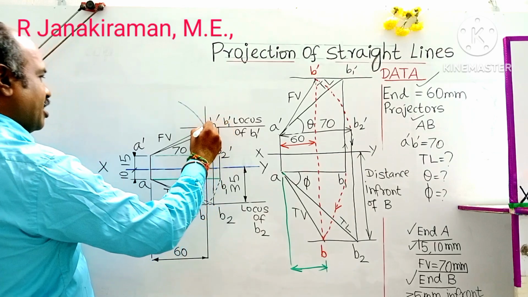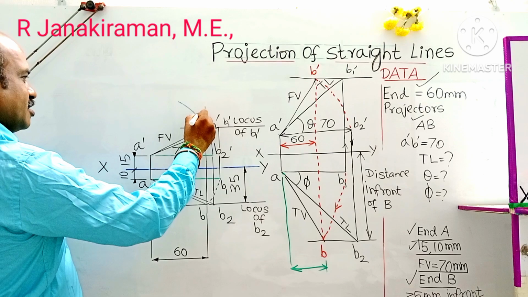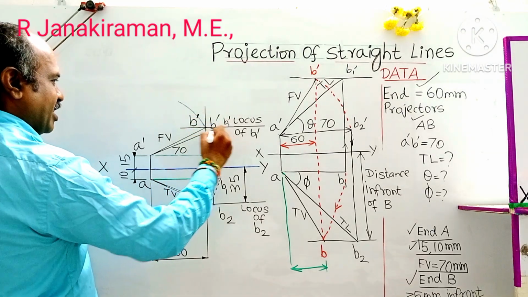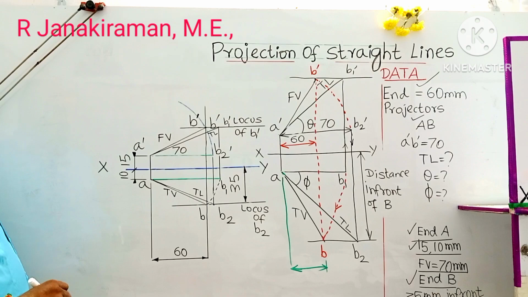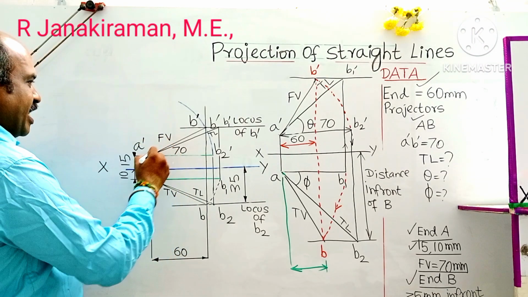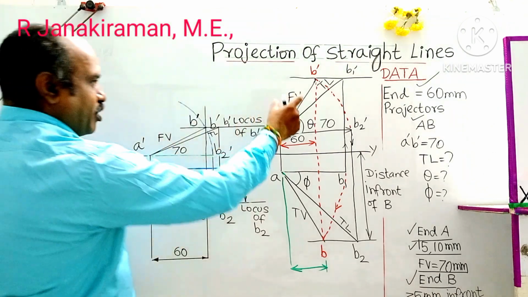This is the point called B. Previously we obtained B dash. This is B dash, and this is B1 dash. This is the true length of the line. Yes, the projections are completed. The final front view is A dash B dash. The final top view is AB.